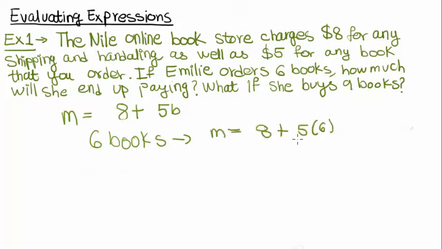Now, we multiply the 5 and the 6 together to give us 30, and add 30 to the 8 to give us 38. So Emily will end up paying $38 if she orders 6 books.